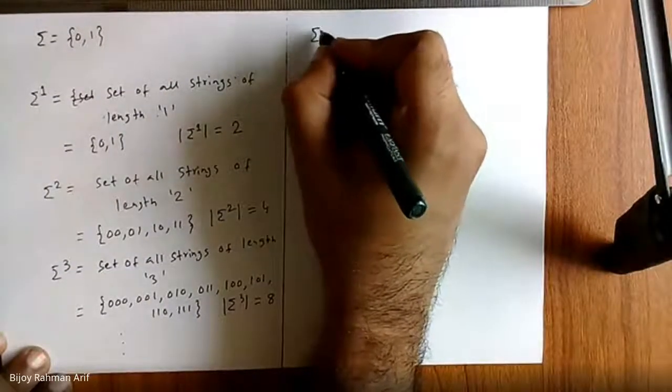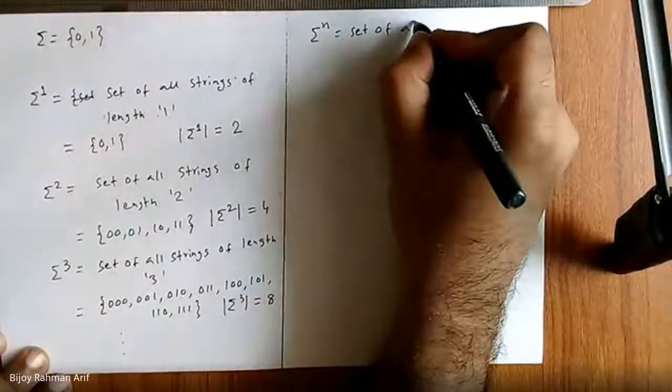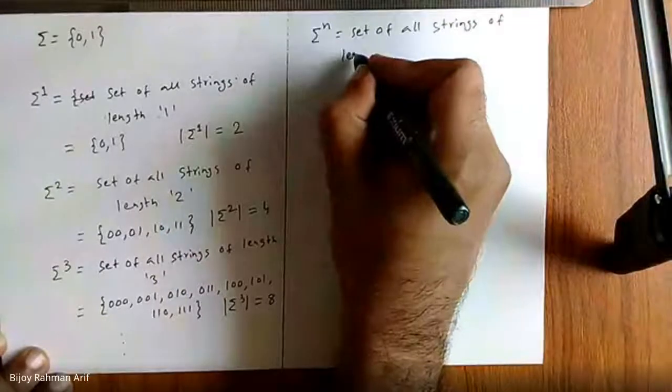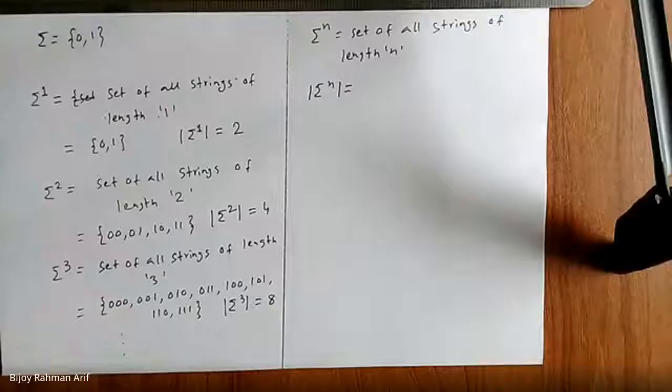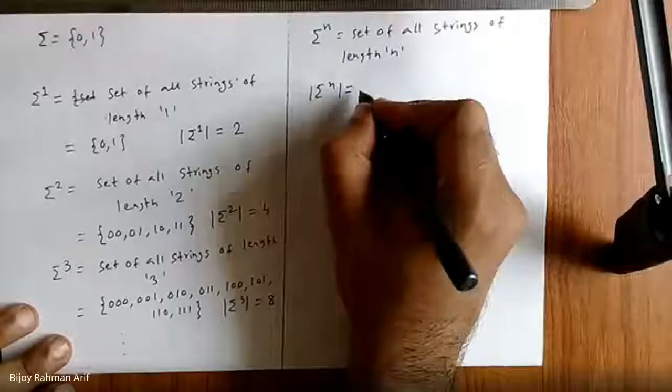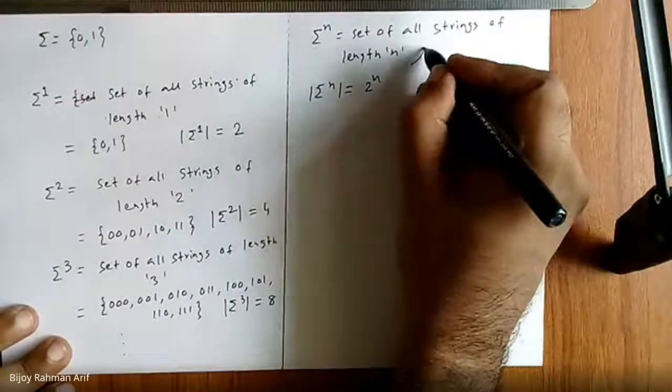What would be sigma n, the set of all strings of length n? What would be the cardinality of this? 2 to the power n. How can you prove this? What would be the length of each member of this set?